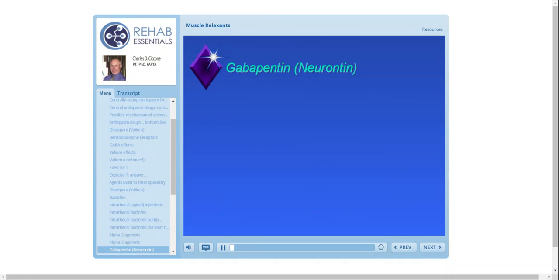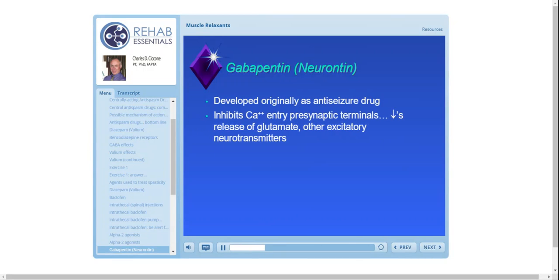Now, gabapentin, the name implies it affects GABA in some way. Its trade name is Neurontin. It was actually developed originally to treat seizures. And in the lecture on seizures, we'll talk about gabapentin and similar drugs and why they're important in treating seizures. But it was discovered that it may actually help also in muscle spasticity.